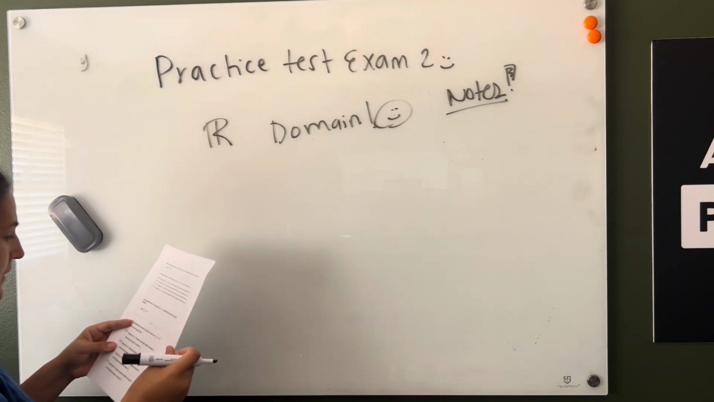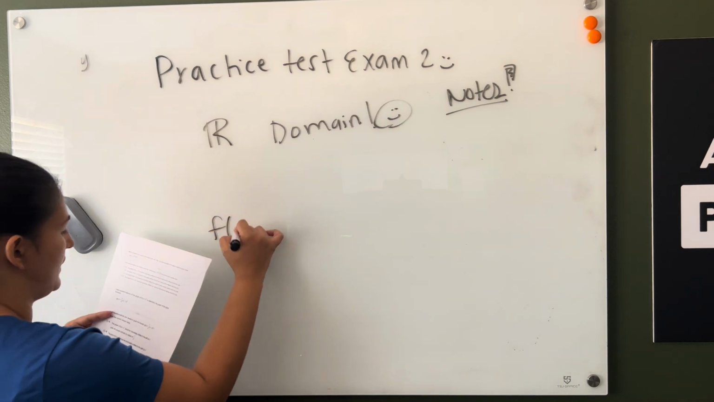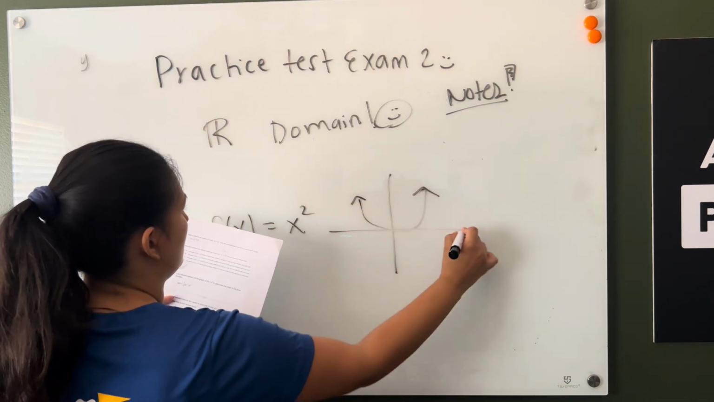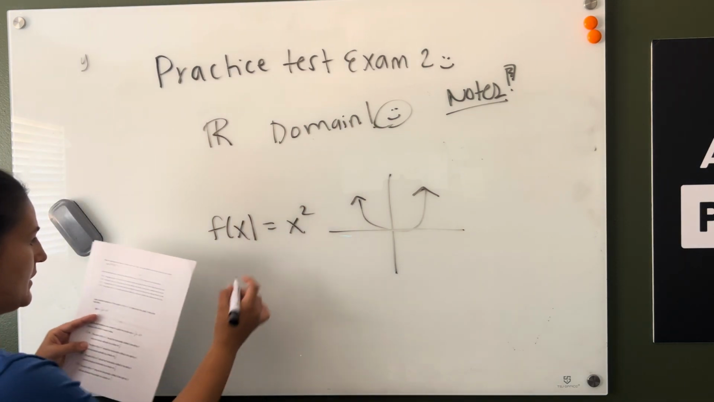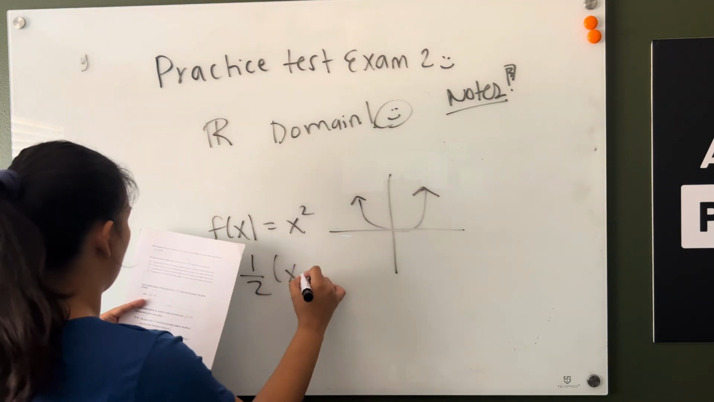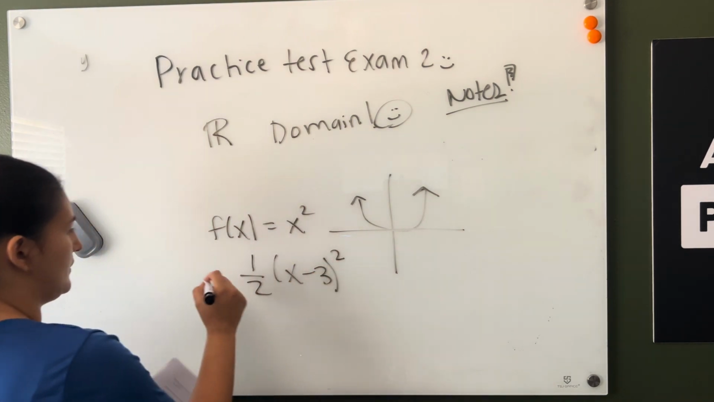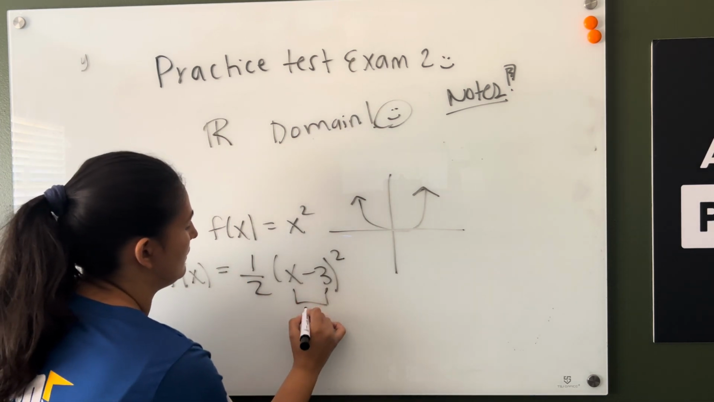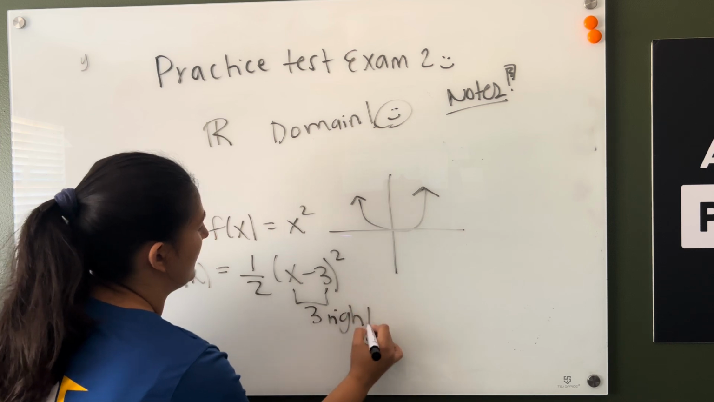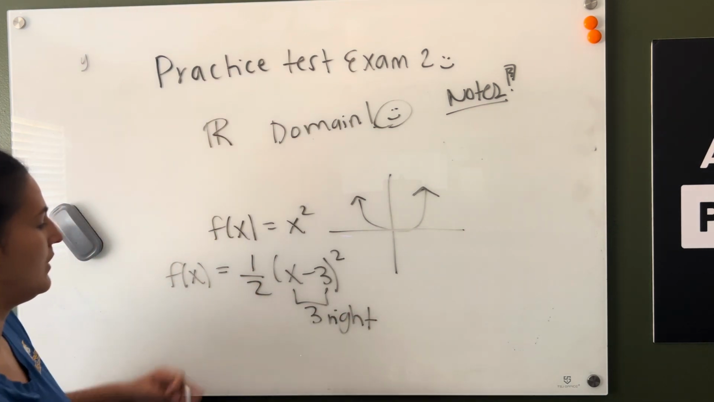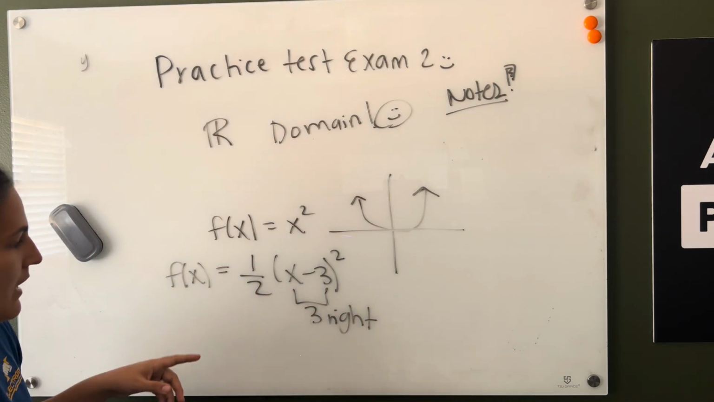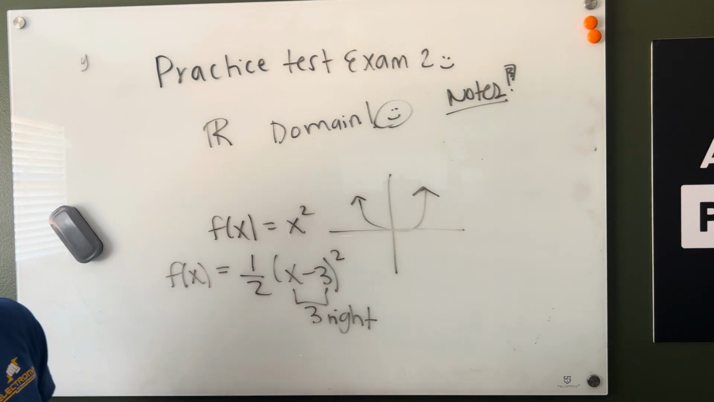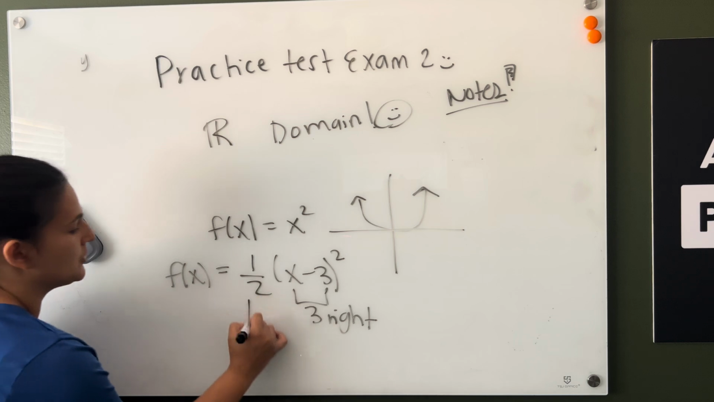Okay, next one, f of x equals x squared, the parabola at the origin, and it has 1/2 in front, and minus 3 inside. So what's being done to it? It's shifting 3 to the right, and then the 1/2, if you think about it, when you multiply a number by a half, it makes it smaller. So this is shrinking.